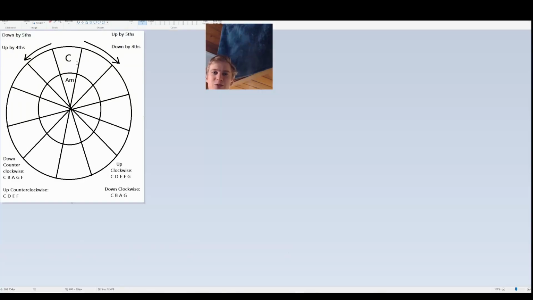Okay, so that concludes Music Monday episode 4, all about intervals. I'm going to leave you with a circle of fifths that is basically blank. The only thing filled in is the C major and the A minor scale, and then the direction of going up by fifths or going down by fifths, and a little key here of what to follow if you're going down counterclockwise, up counterclockwise, and furthermore up clockwise and down clockwise.